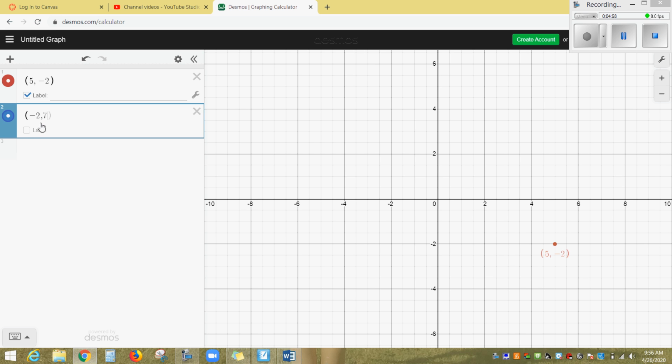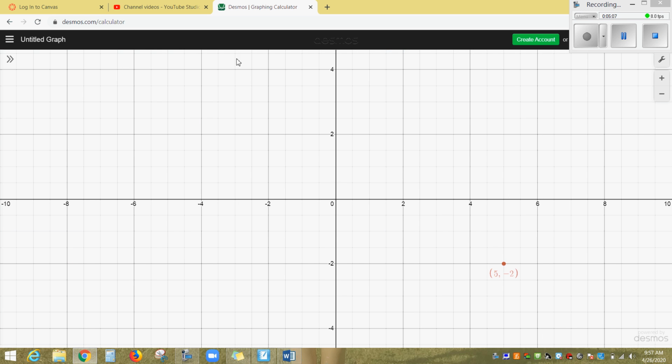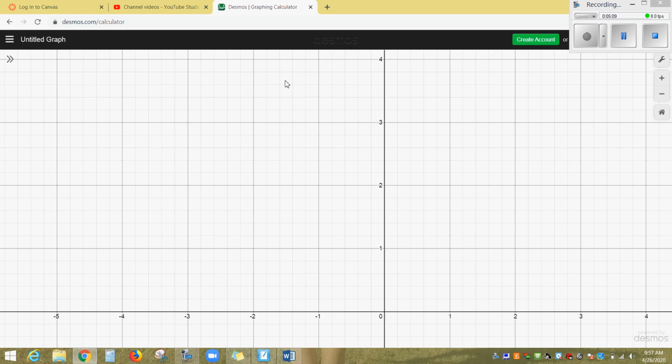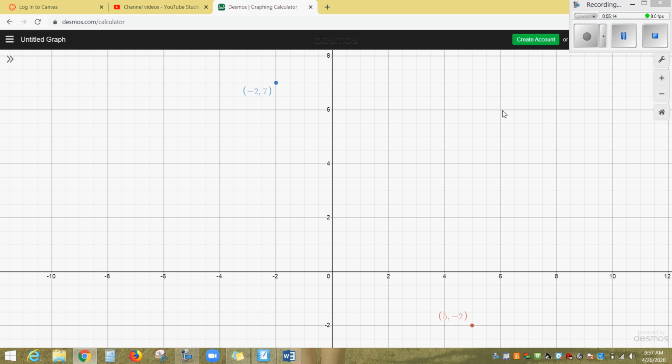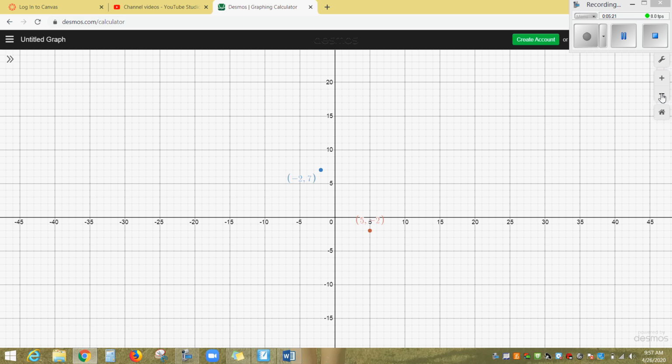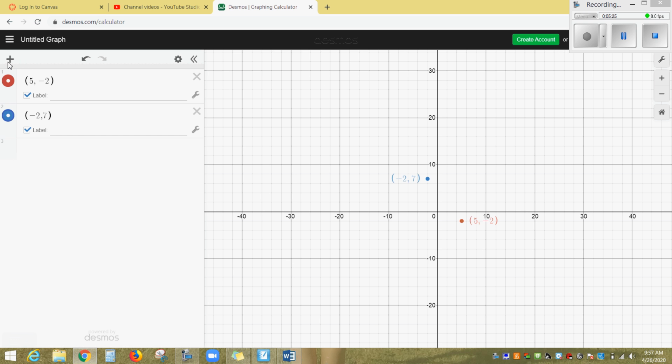If I want Desmos to put that label on my graph for me, I check mark the label, otherwise it's not there. And I look and say, well, I don't really see the point to -7. Whoop, that's not what I meant to do. Click the wrong button. You can drag your graph up and down. Here's a zoom in and a zoom out feature. Okay. And when you're done with that ordered pair, you hit enter and it gives you another box. Okay.